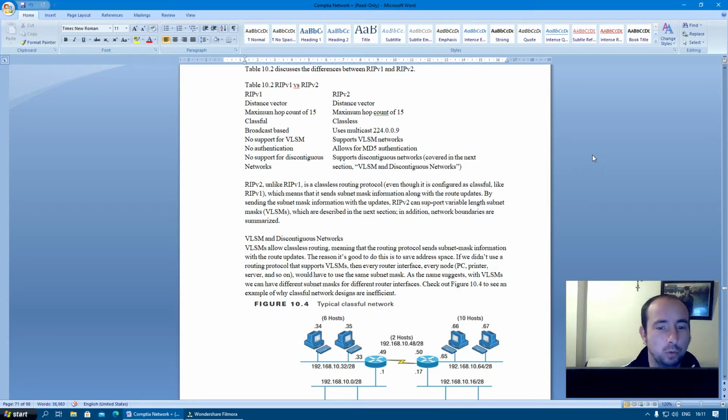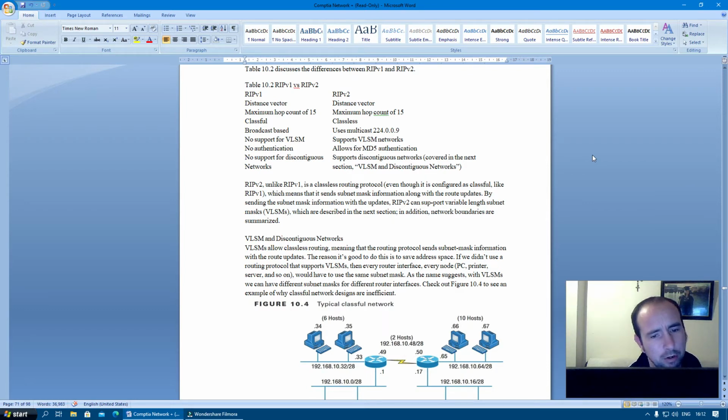RIP version 1: distance vector, maximum hop count 15, classful, broadcast based, no support for VLSM, no authentication, no support for discontiguous networks. RIP version 2: distance vector, maximum hop count of 15, classless, uses multicast 224.0.0.9, supports VLSM, allows for MD5 authentication, supports discontiguous networks, covered in the network section, VLSM and discontiguous networks.